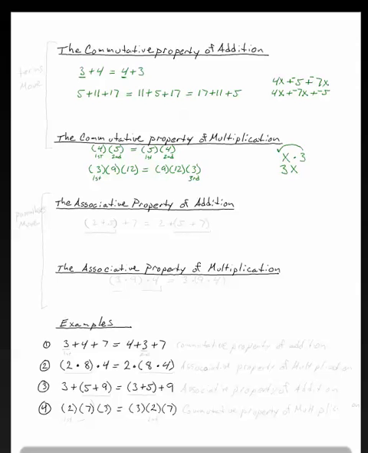And now we want to look at the associative property. The big difference is that in the commutative property, terms move.